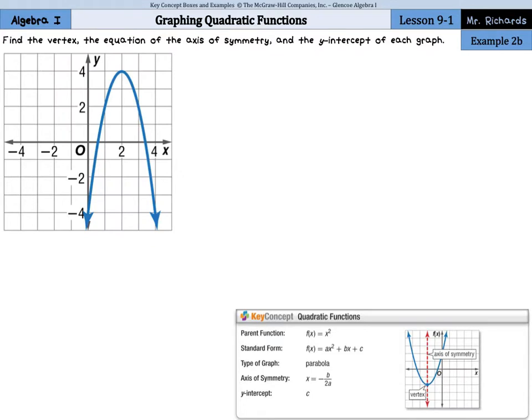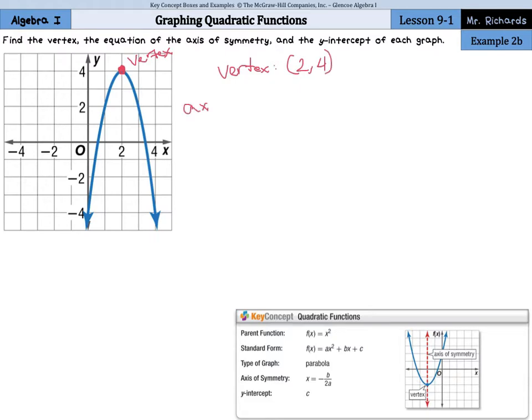Once again, we're asked to find the vertex, the equation of the axis of symmetry, and the y-intercept of each graph in example 2b here. Well, our vertex is here. So our vertex is at the point 2, 4.